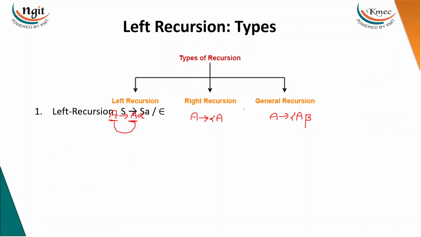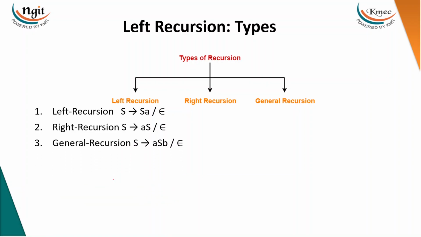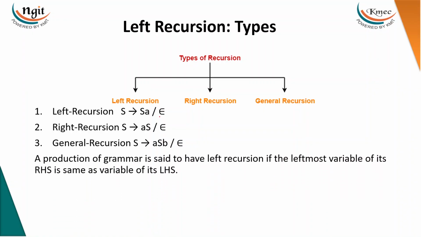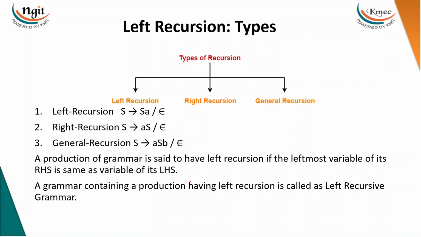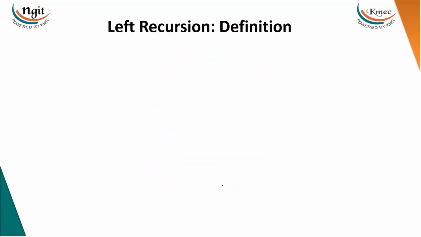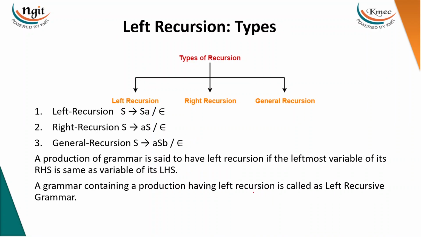So in the same way, left recursion means the non-terminal is on the left, you can see this. Then right recursion, then general recursion. Of course, epsilon is just the termination condition. Otherwise, they won't be useful productions, right? Then coming to this, if it is left recursion, then we say it is a left recursive grammar.